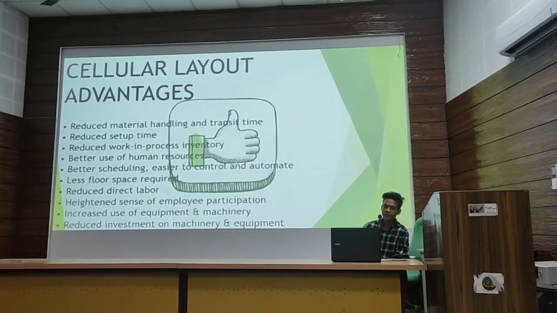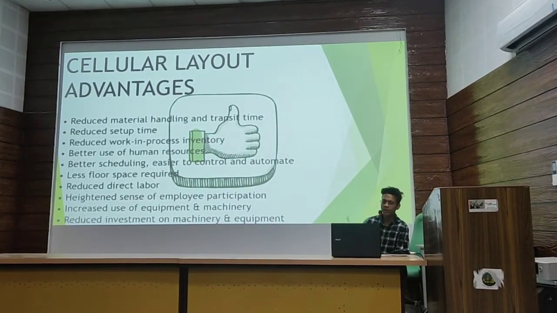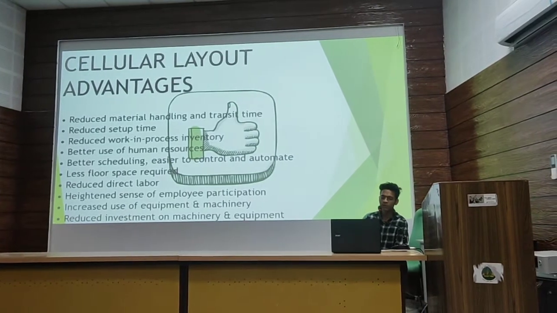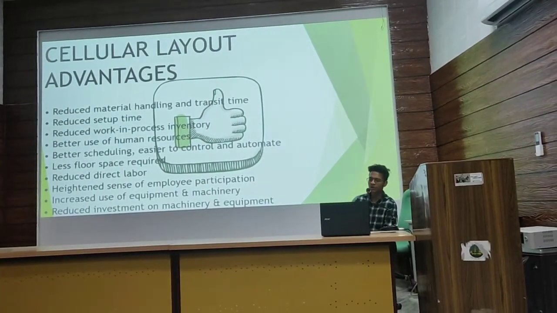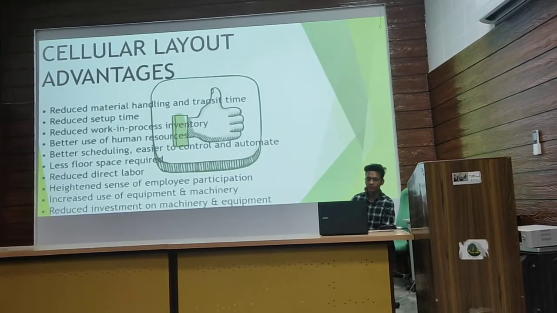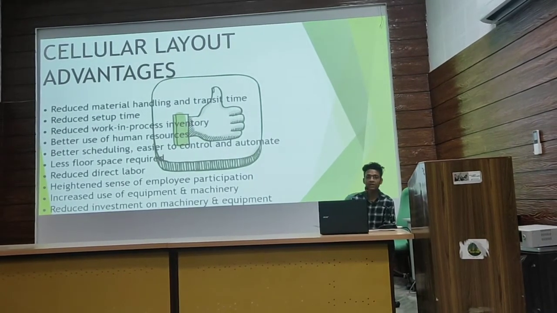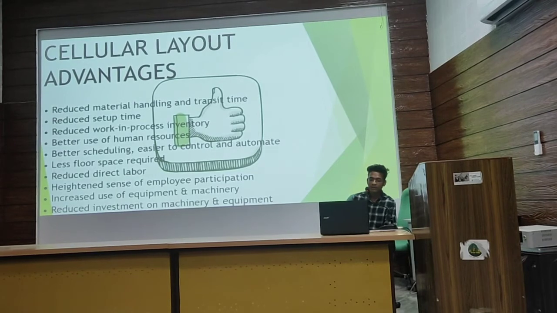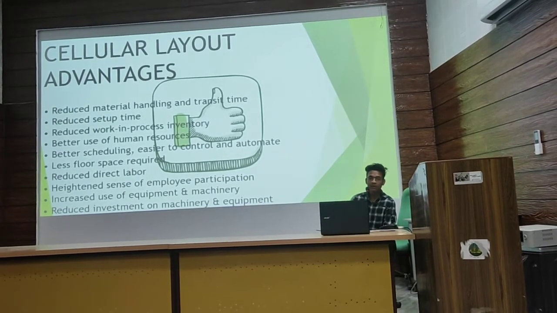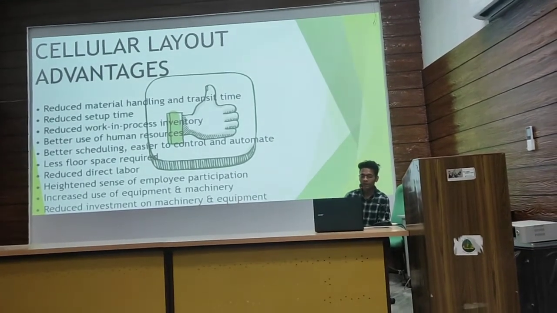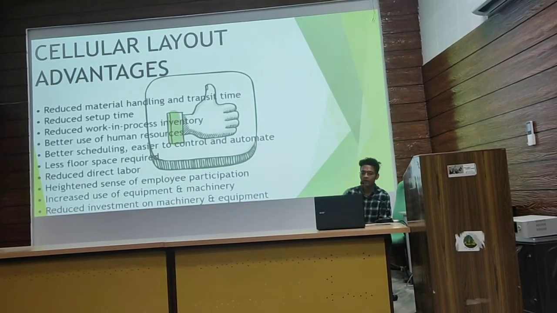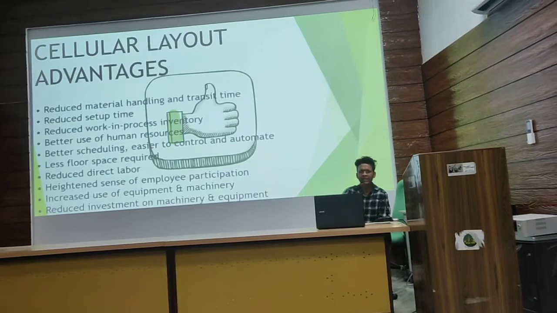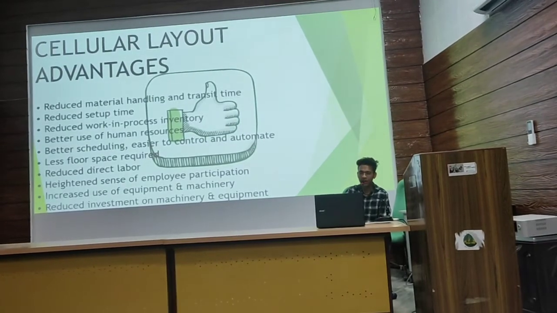My third point is reduced work in process inventory. Fourth is better use of human resources. Fifth is better scheduling, easier to control and automate. Sixth is less floor space required. Seventh is reduced direct labor. And then there is a heightened sense of employee participation and so on. So there are many advantages of cellular layout.